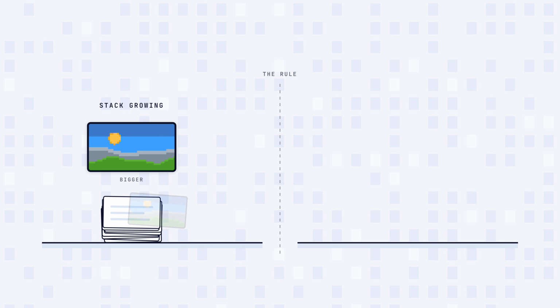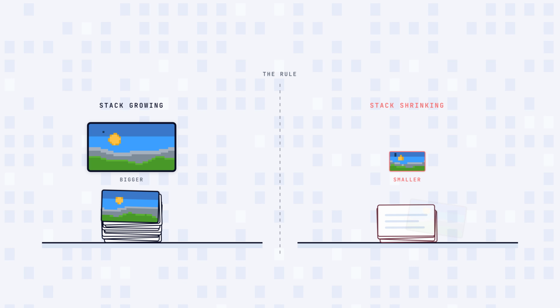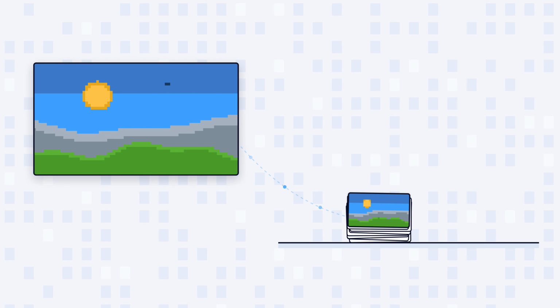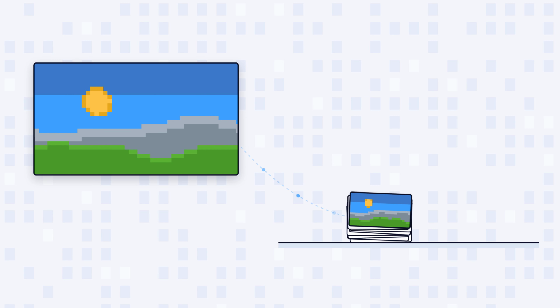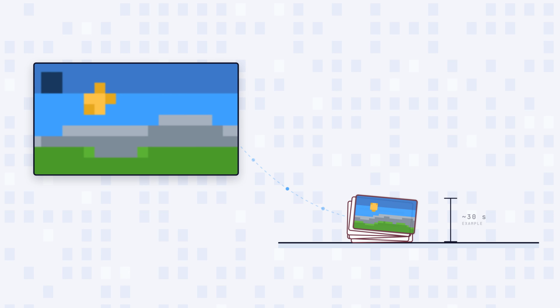And the rule is beautifully simple. Stack growing? It can try bigger cards. Stack shrinking? It drops to smaller ones. Immediately. Mid-video. Mid-sentence. Without asking you, and without telling you. That's often what's happening when the picture goes soft for a second and then quietly recovers. It may not be your screen, your eyes, or the video. It may simply be a stack getting nervous. 30 seconds of foresight, quietly running out. And our friend from earlier, he usually appears when the player runs out of playable cards.